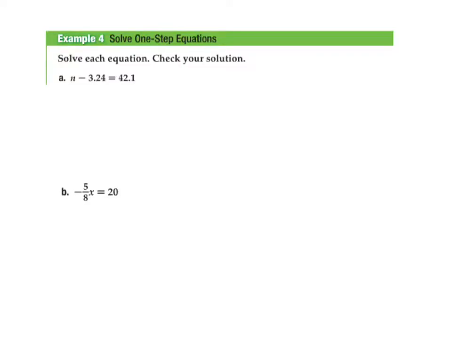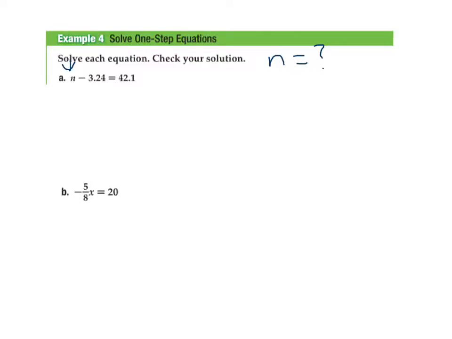So, example 4 here, called solve one-step equations. And you can see the instructions say solve each equation, check your solution. So, when we say solve each equation, what we're looking for is a value of n that we could put into this equation right here that would mean that n minus 3.24 is equal to 42.1.